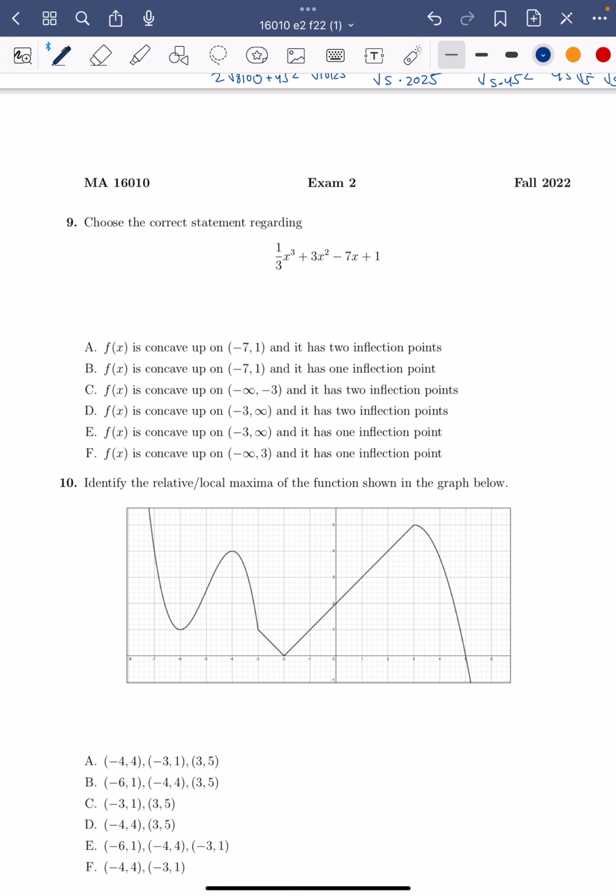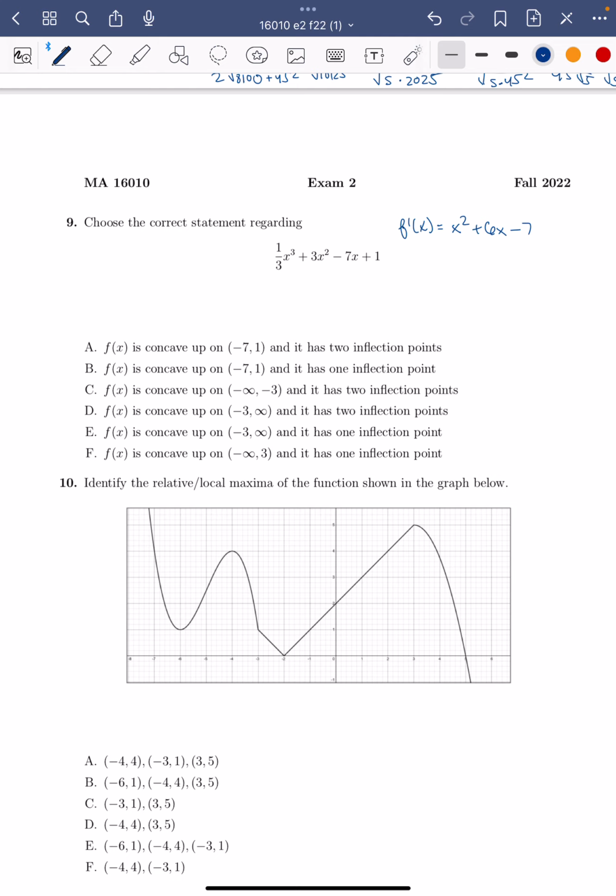Now, to find where a function is concave up or concave down, we need to use the second derivative. So let's go ahead and find the first and second derivative to find our inflection points and our critical points. f prime of x equals the derivative of 1/3 x cubed, which is x squared, plus the derivative of 3x squared, which is 6x, and then the derivative of negative 7x plus 1 is negative 7, and the derivative of a constant is 0.